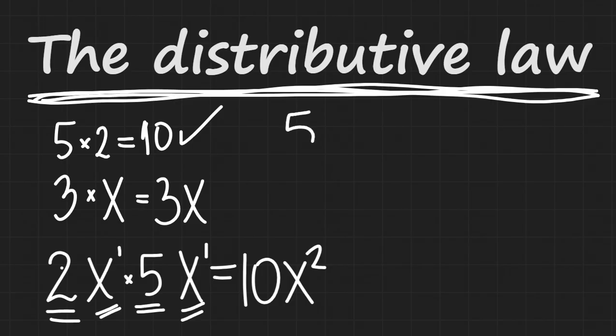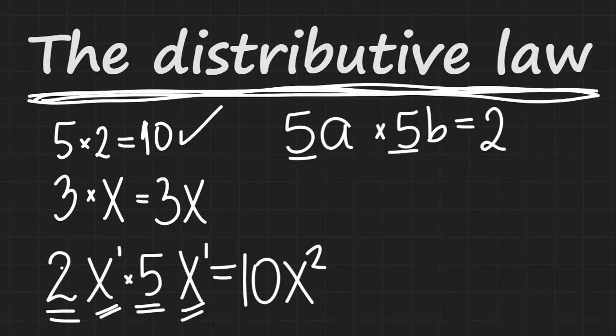Excellent. What if we multiply, for example, 5a multiplied by 5b? All right, the way we multiply this is number by number. So 5 multiplied by 5, which is 25. And then we have a multiplied by b. A multiplied by b is basically ab.